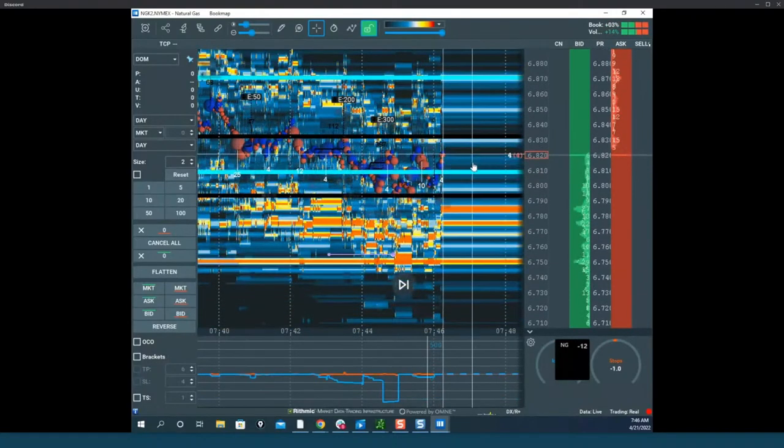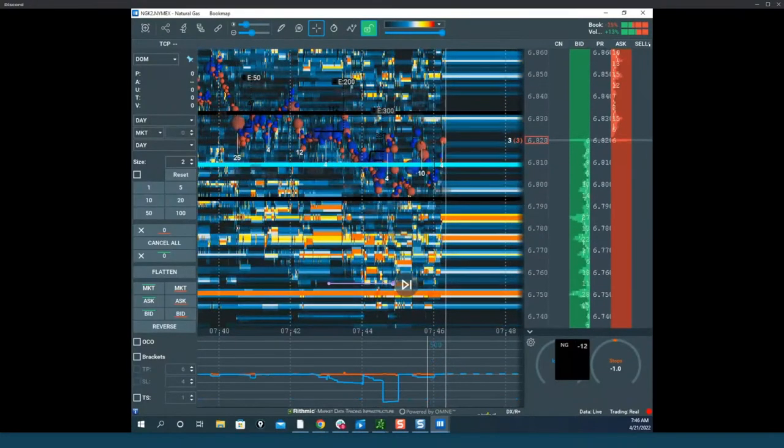You can see them pulling, putting in, pulling. Just look at the size on here. That's what this heat map is showing you, obviously, the size. And it's just algos. See that? It's just a big game until they get run over by big money, and then they have to puke them up. So this is going to be fun.